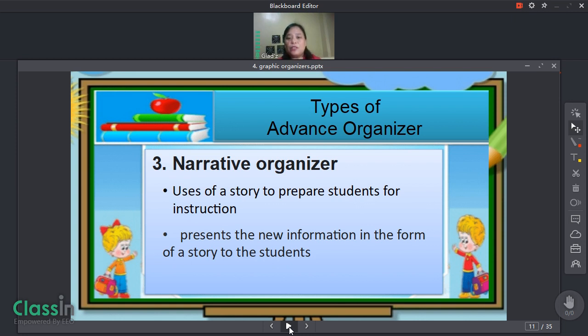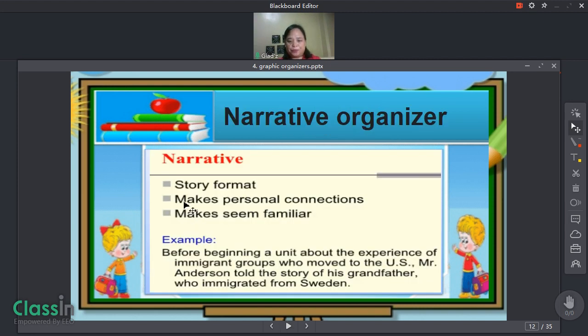Once you did that, you are using the narrative organizer, wherein a story is used to prepare students for the new instructions or the new learnings or the new lessons. So let's look at the example. It is a story format, makes personal connections, and makes things seem familiar.